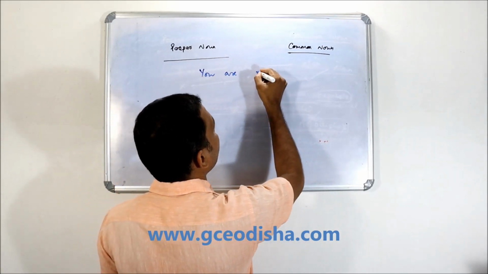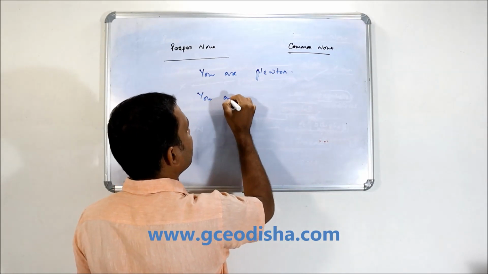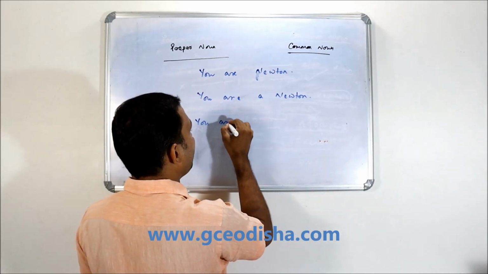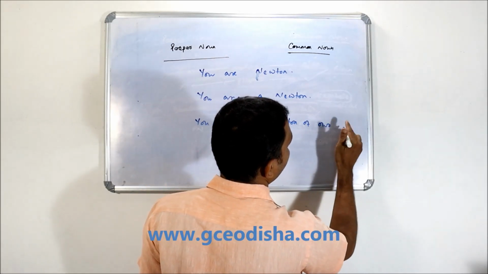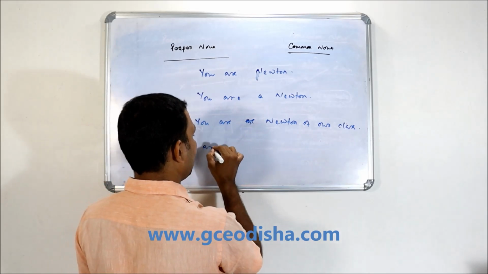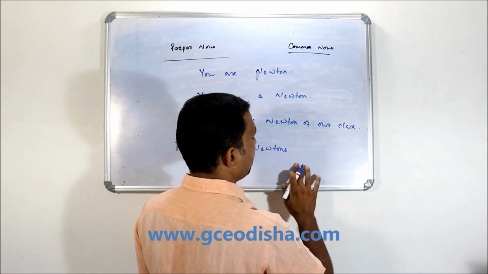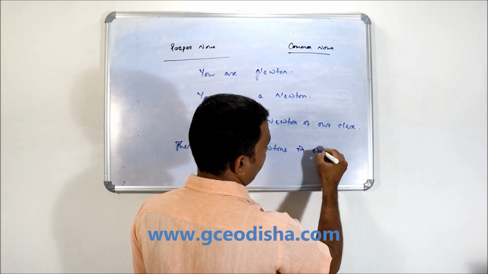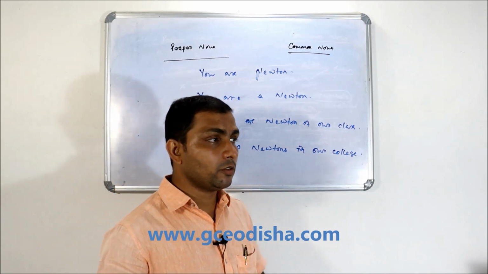If I write here, you are Newton. Second sentence, you are a Newton. Third sentence, you are the Newton of our class. Fourth sentence, there are two Newtons in our college. Like this. There are two Newtons in our college.